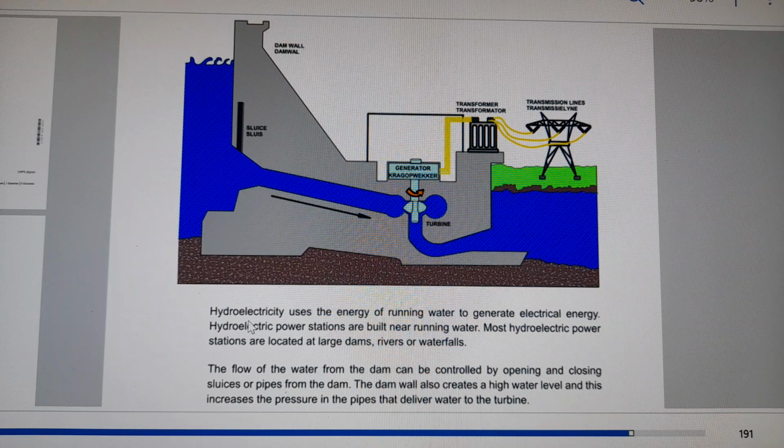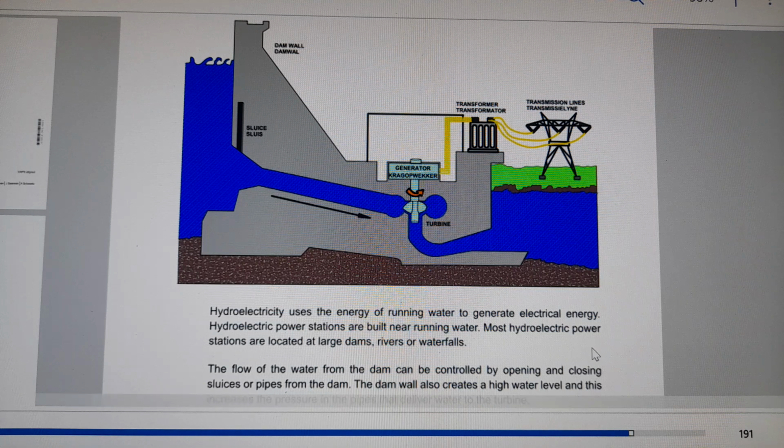Okay, so hydroelectricity uses the energy of running water to generate electrical energy. Hydroelectric power stations are built near running water, which means near dams. Most hydroelectric power stations are located at large dams, rivers, or waterfalls. The flow of the water from the dam can be controlled by opening and closing the sluice. So this is the flow of water, this is the dam wall, and there's a sluice. A sluice is like a gate, so they can control this sluice.